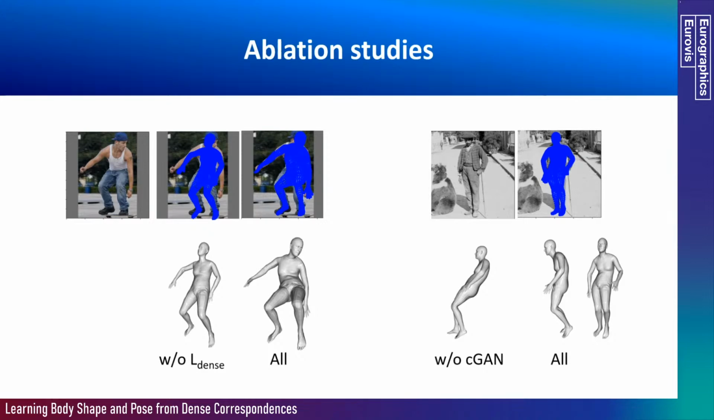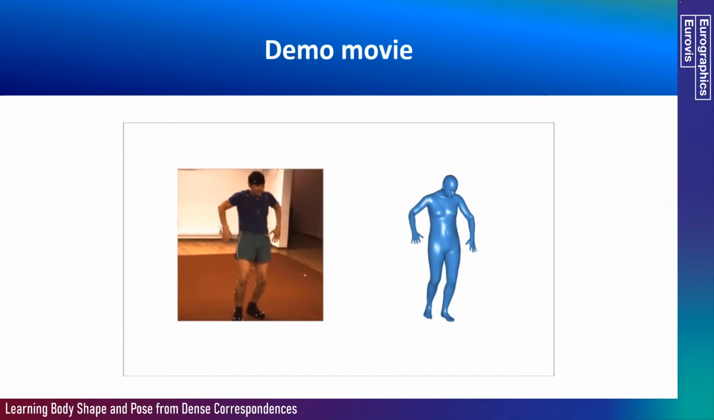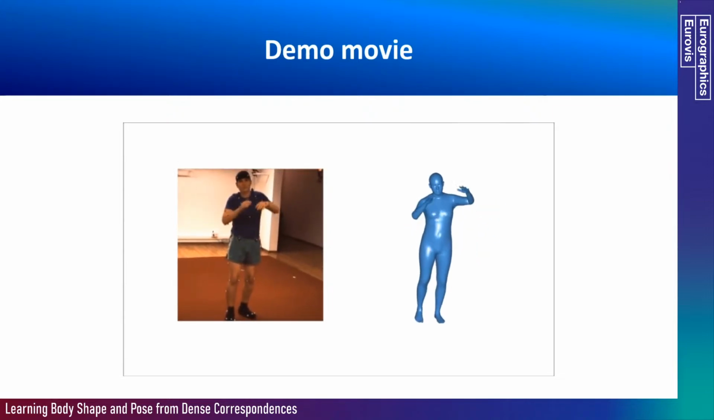Here we show ablation studies on image surface registration. Without the dense correspondence loss, the shape as well as pose are not well aligned to the image. Without SIGANs, the depth is not reliable. These results show that dense correspondences and SIGANs play important roles in our system. Finally, I would like to show some videos.